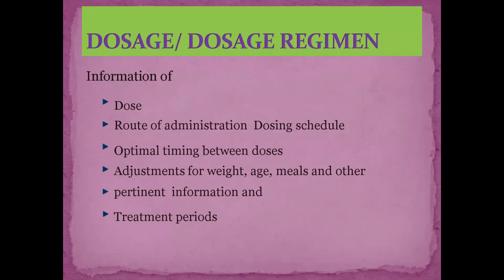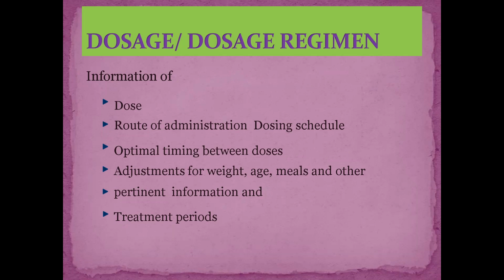And dosage regimen is also a very important one. There should be information on the dose, what dose the drug will be used at, the route of administration, whether oral, parenteral, or anything else, and the dosing schedule: one time daily, two times daily, three times daily. And also timing between doses, optimal timing. So there should be at least an 8 hour gap, 12 hours once, or every 4 hourly. This also should be mentioned.